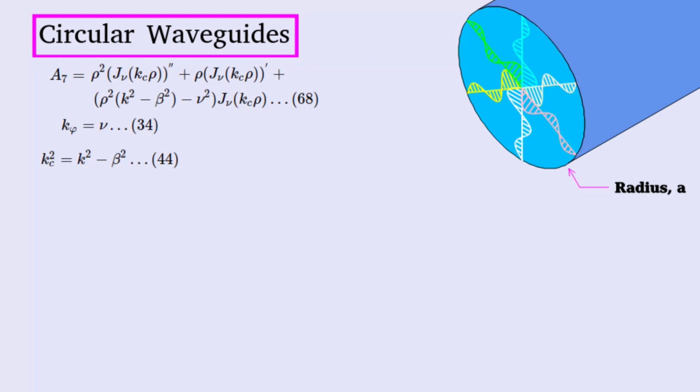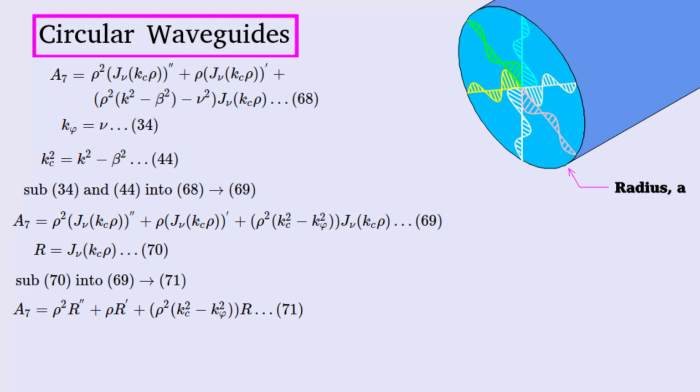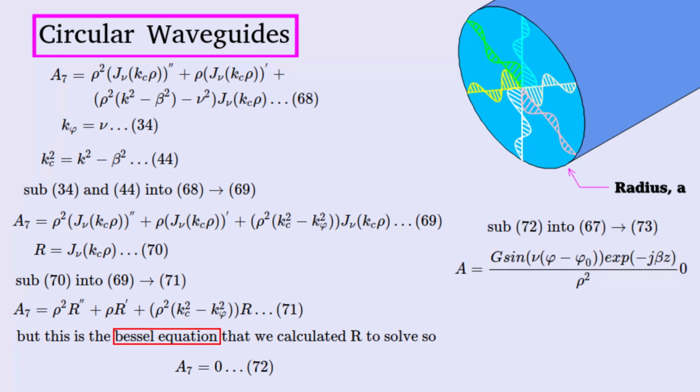We'll use these equations that we've defined earlier. Then we'll make this substitution. This is what the function r is equal to. Then we can substitute r into this equation. But this is the Bessel equation that we calculated r to solve, so this equation is 0. So A7 is 0. We can substitute this value for A7 back into this equation, so that we can calculate A to be 0. Now we can say that this equation is correct, and thus our equation for Hz correctly describes the electromagnetic wave that propagates through the waveguide.